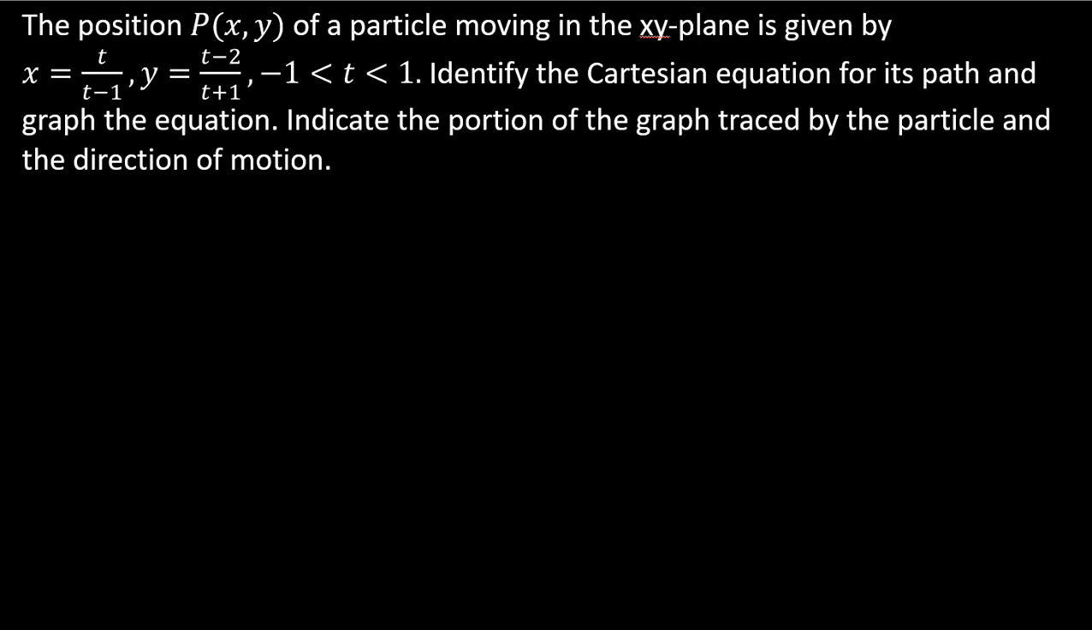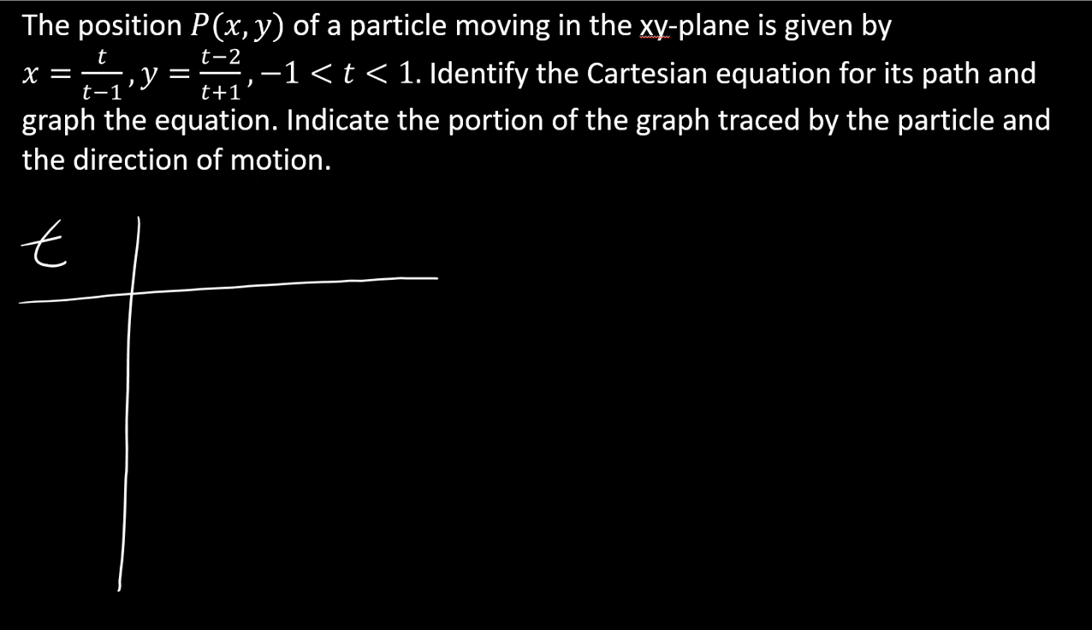So now let's contrast that to another example. So I've got x equals t over t minus 1 and y equals t minus 2 over t plus 1. Okay, and in this case, I need t to go from negative 1 to 1. So in this case, I can go ahead and do the same thing. So I think I'll start there. And again, I just want to know what's going on with a couple of these points.